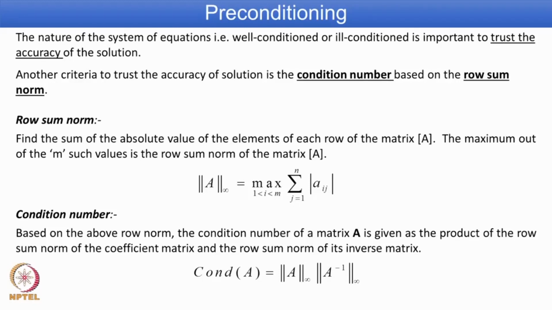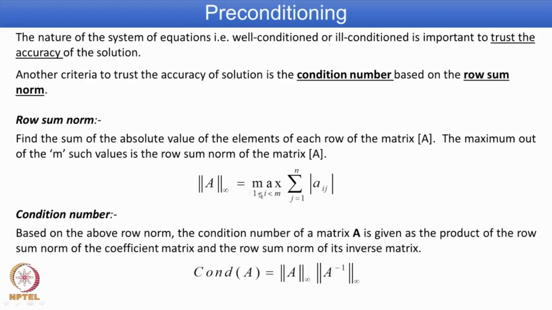Another criterion to trust the accuracy of the solution is what is known as a condition number, and that is based on what is known as a row sum norm. Now, let us explain what is row sum norm and how to obtain condition number. To find the row sum norm, sum the absolute values of the elements of each row of the matrix A. The maximum out of such values is what is known as the row sum norm of that particular matrix A. In terms of expression, it is shown here.